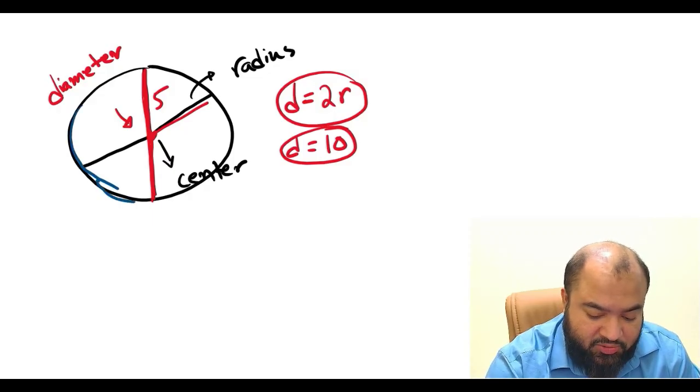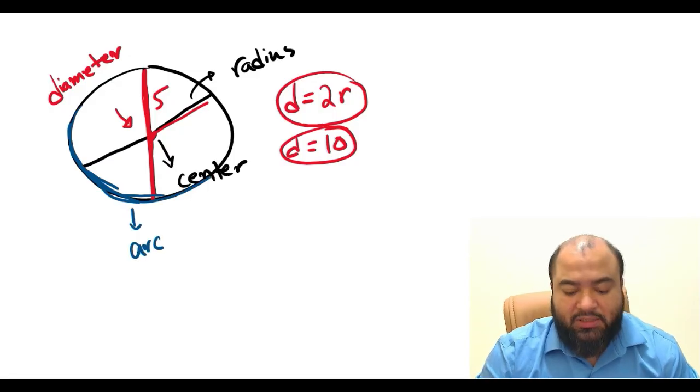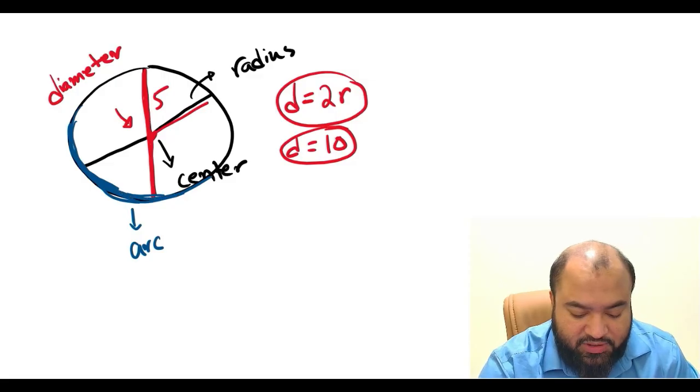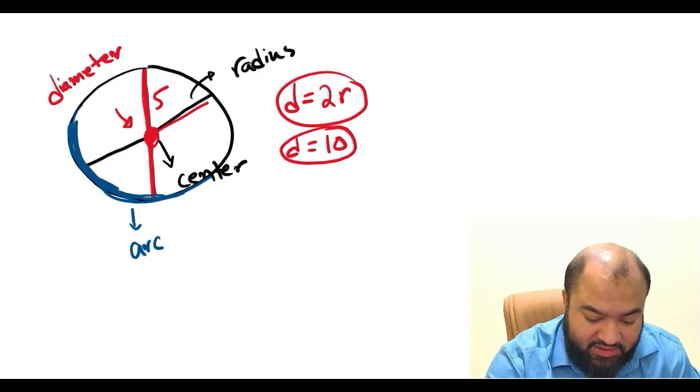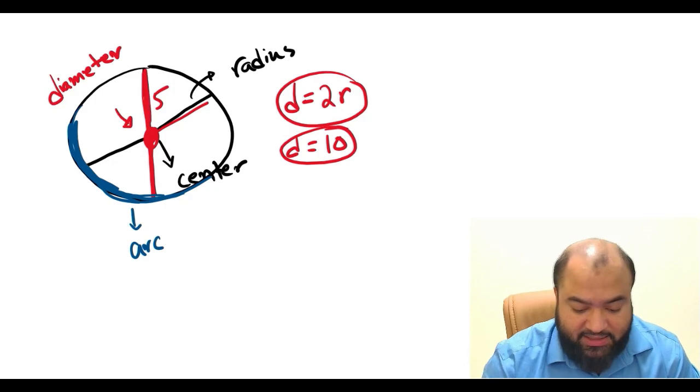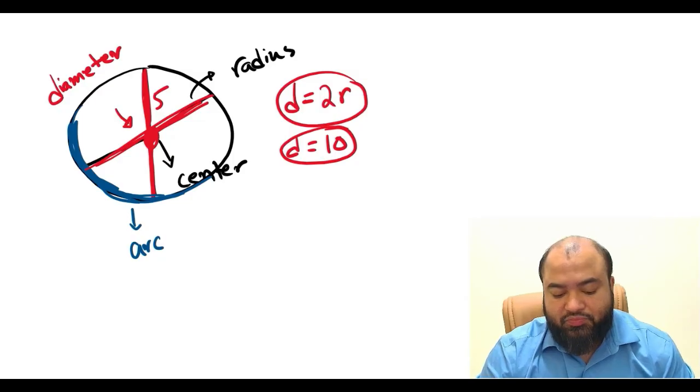So we learned what radius and diameter are, and one more thing you need to know is this part of the circle. See these curved lines? These are called arcs. They're not straight lines, they're curved. So we have the arc, then the center, then the radius, and the diameter.